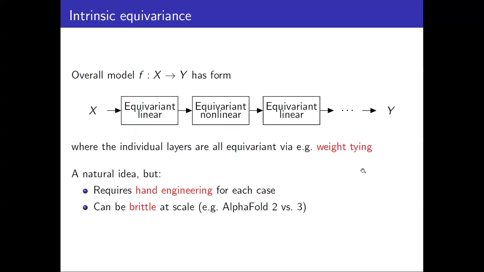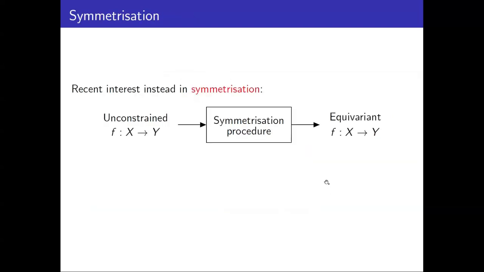Cool. Okay, so it's a natural idea. This intrinsic approach is quite natural, but it requires a lot of hand engineering, and perhaps as a result can be quite brittle at scale. So you might be aware that AlphaFold 2, which is DeepMind's protein generation model, prominently did use an intrinsically equivariant neural network in its second version. But actually they got rid of that. In their third version, they found that just a completely unconstrained model using a transformer architecture scaled a lot better. And so even though it wasn't exactly equivariant, the overall benefit of having this more scalable architecture outweighed that. So this is a bit of a problem with the intrinsic approach.